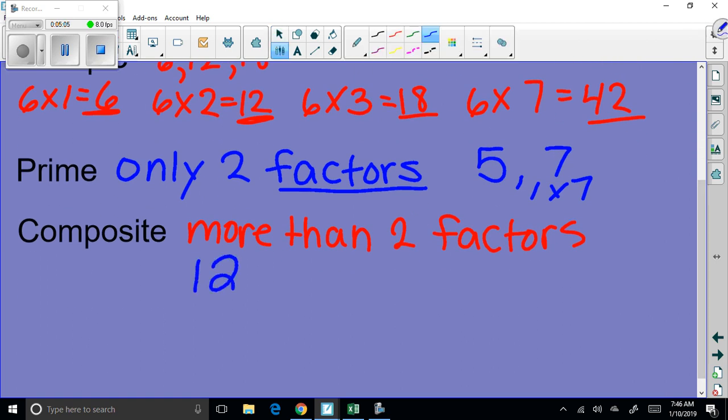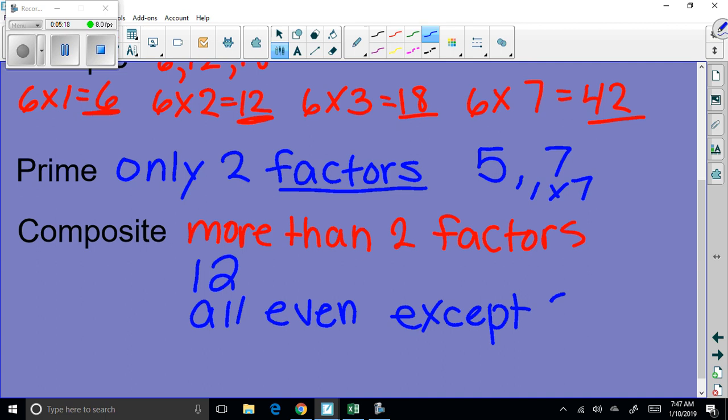All even numbers except for 2 are composite. So you can go on and look. There are odd numbers that are composite as well. So it's not just all even numbers.